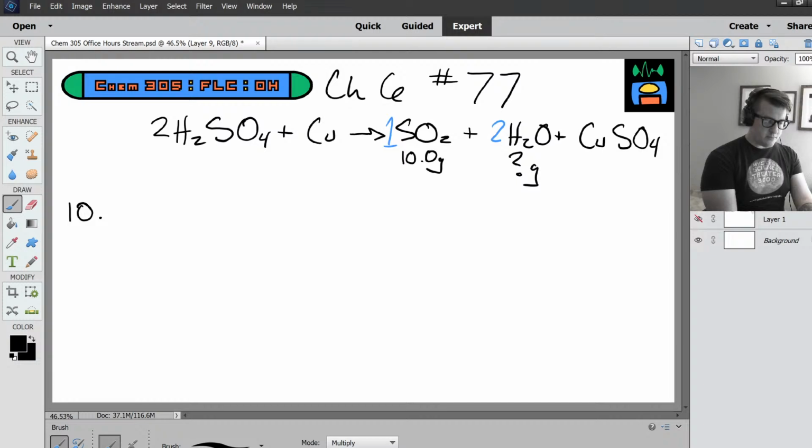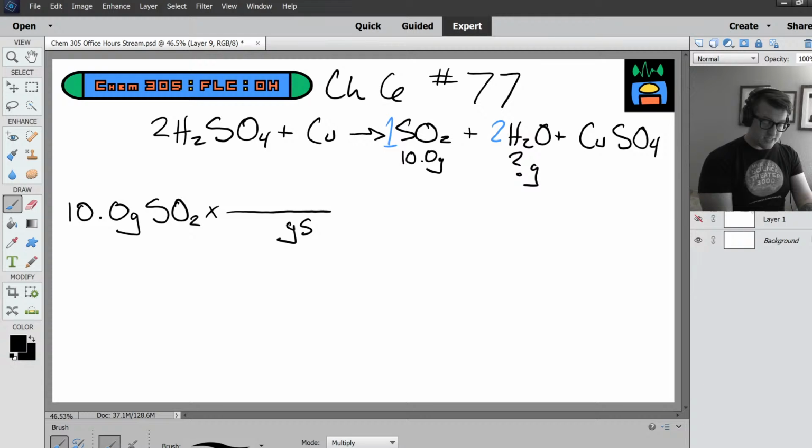All right, so this is just a stoichiometry unit conversion problem. We're given 10 grams of sulfur dioxide. And here we need to multiply by our molecular weight of sulfur dioxide to convert from grams of SO2 to moles. I'm just going to do my whole setup, and then we'll go back and figure out what our conversion factors are. So the first step is we want to convert from grams to moles.